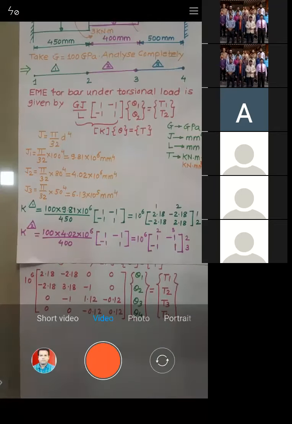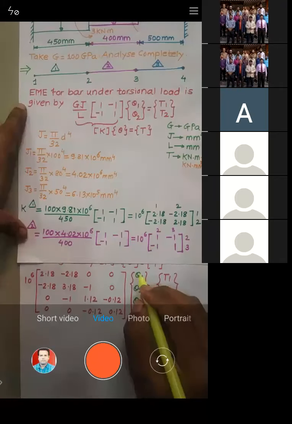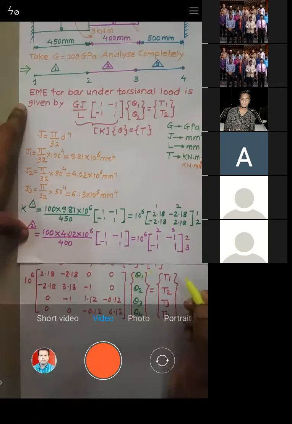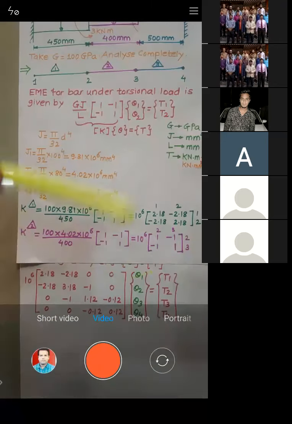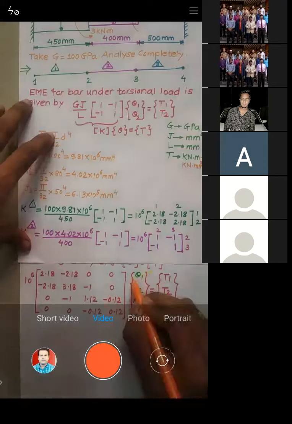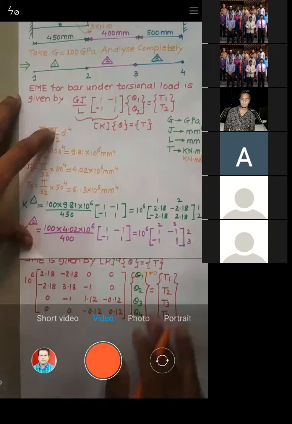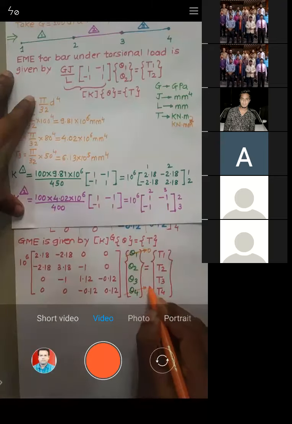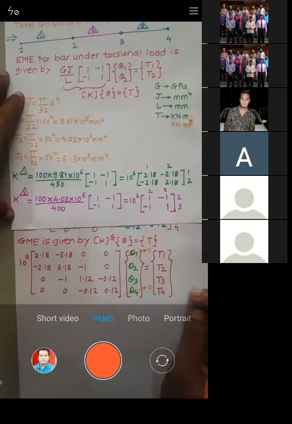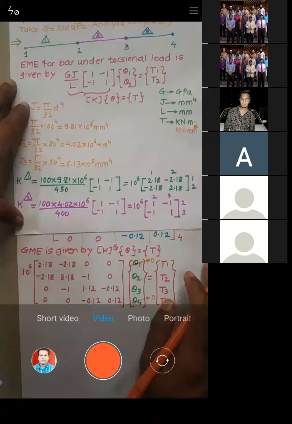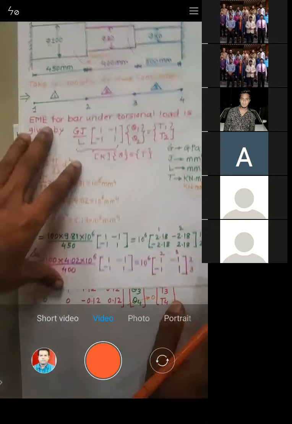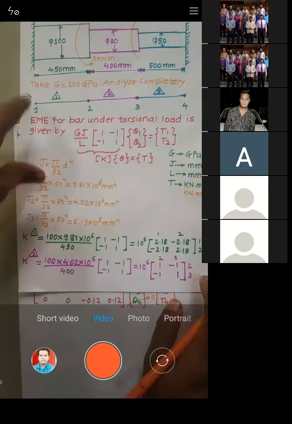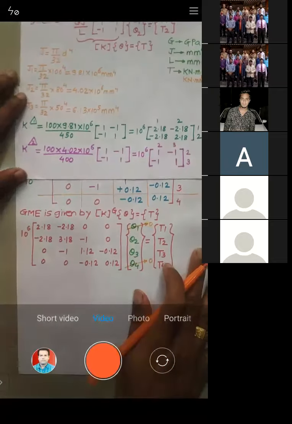So see what happens when any node is fixed. That means at that point, displacement is 0. You can check here. I'll just mark that. So displacement at that particular node is 0. So theta 1 gets 0. Similarly, theta 4 gets 0. Because node 1 and node 4 are fixed. You can see in the diagram, node 1 and node 4, they are fixed. So displacement at those nodes will be 0.